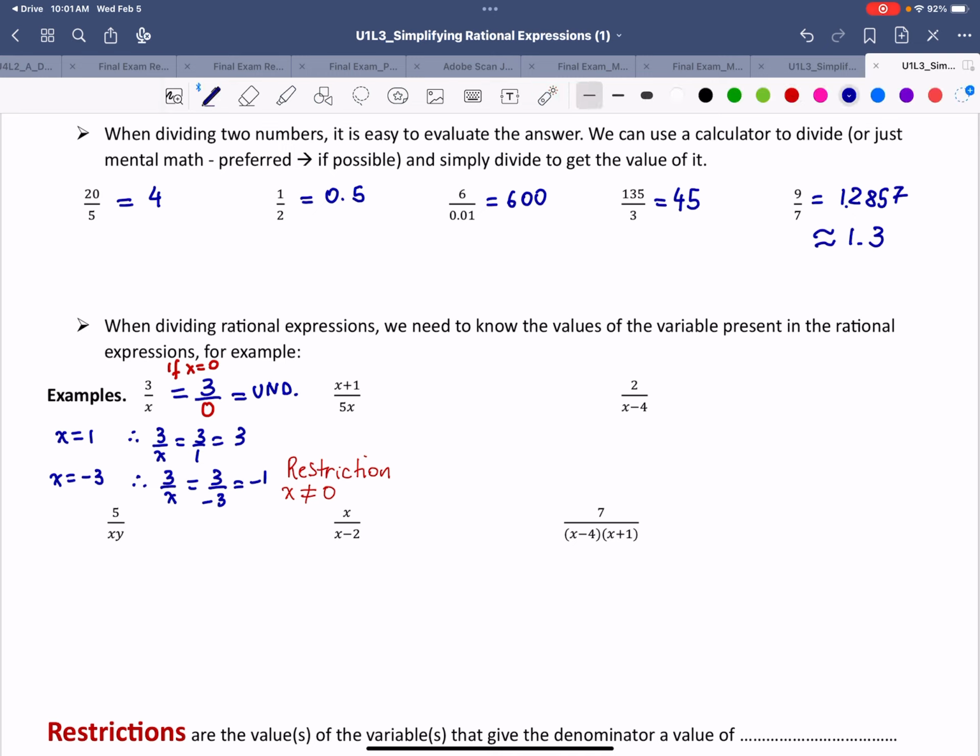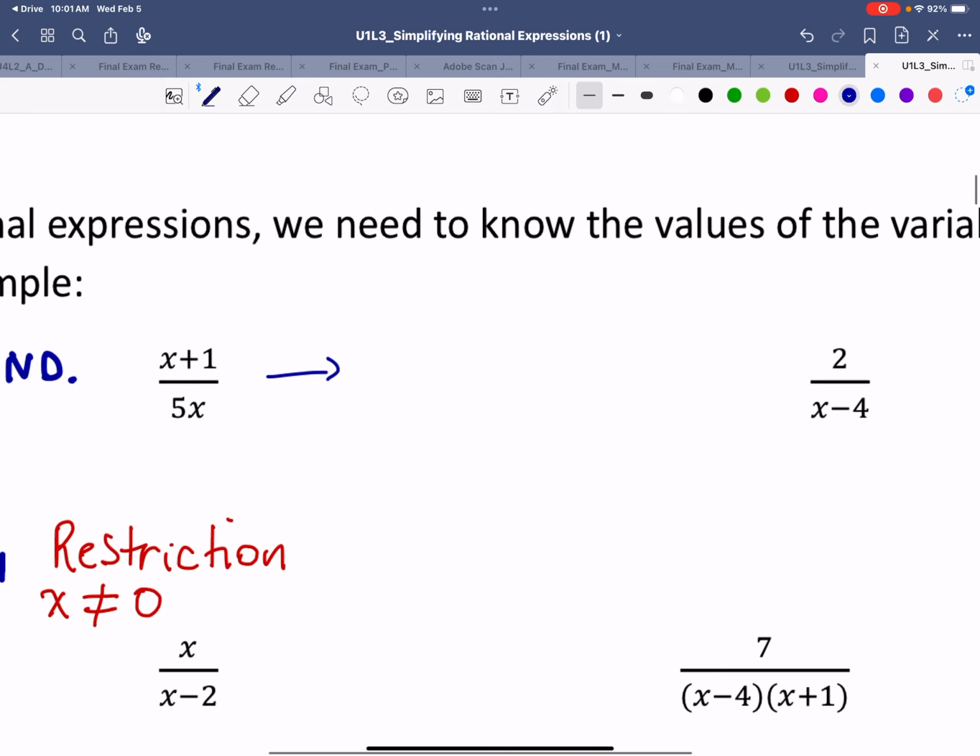So x plus 1 divided by 5x. Again, as you can see in here, if we give x any value, we'd be able to evaluate this expression. So if x is equal to 1, then x plus 1 over 5x will turn into 1 plus 1 divided by 5 times 1, which is 2 over 5.